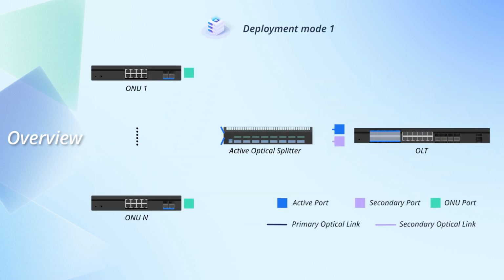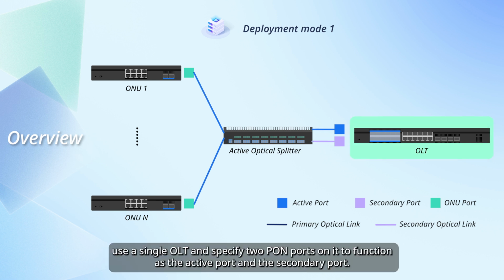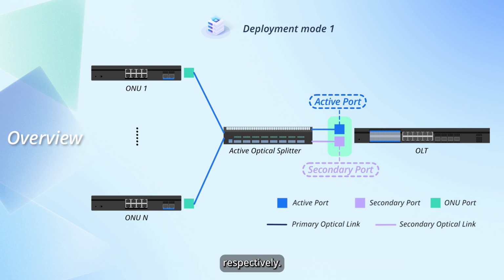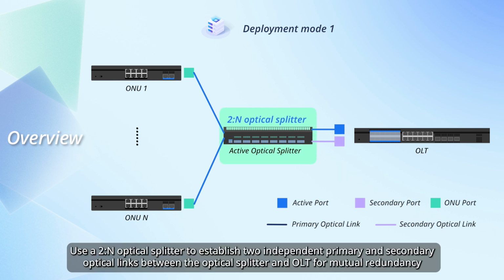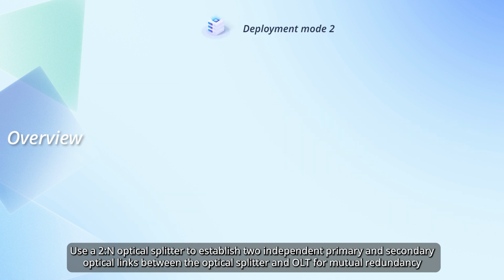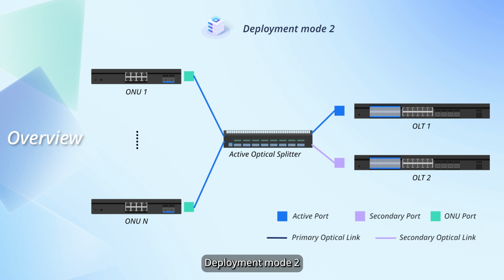Deployment Mode 1. During network deployment, use a single OLT and specify two PON ports on it to function as the active port and the secondary port, respectively. The secondary PON port stays in cold standby state. Use a 2-to-N optical splitter to establish two independent primary and secondary optical links between the optical splitter and OLT for mutual redundancy.